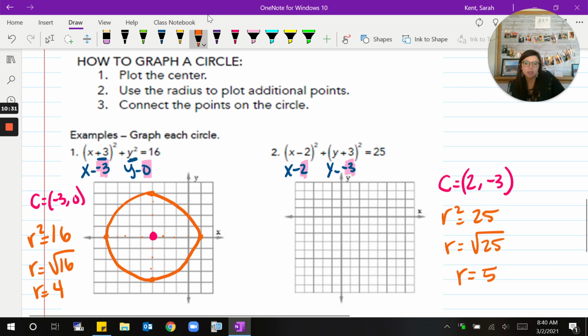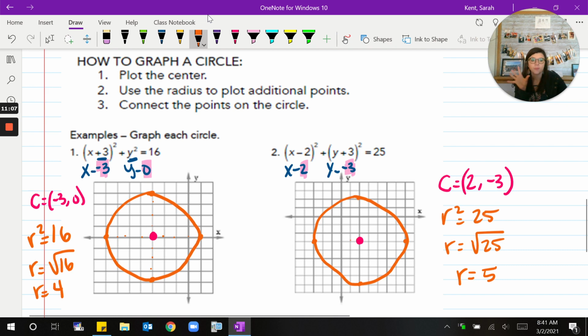So I'm going to start with the center. I'm going to go over 1, 2, down 1, 2, 3. Here is my center. And then I'm going to go up 5, 3, 4, 5, down 5, 2, 3, 4, 5, over 5, and over 5, 4, 5. Is that 5? 1, 2, 3, 4, 5. And then connect my dots to make a circle, kind of. It's not perfect.